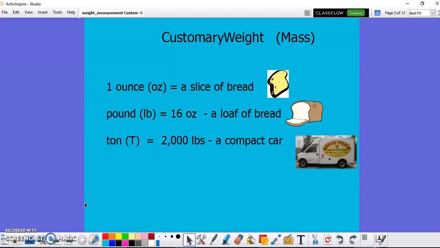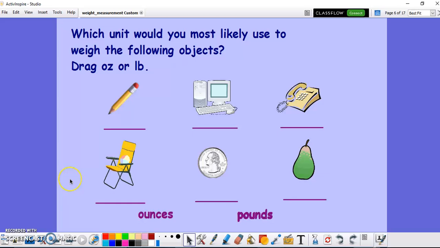Let's see if we can apply some of this to a few questions. Which unit would most likely be used to weigh the following objects? We just need to take either ounces or pounds and drag them to the correct unit. So if we're talking about a pencil, that's obviously one of the smallest objects. So I've got to be talking about ounces. And I'm correct. The same can be said for things like a quarter. However, when we get a little bit heavier, like a computer or a phone, I would be inclined to think that pounds would be the correct answer.